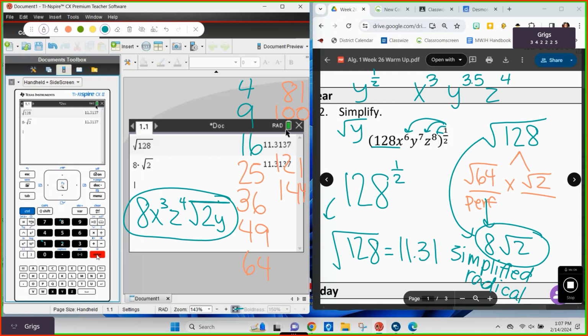So when it isn't a perfect square, we put it in the house without the exponent on the inside.